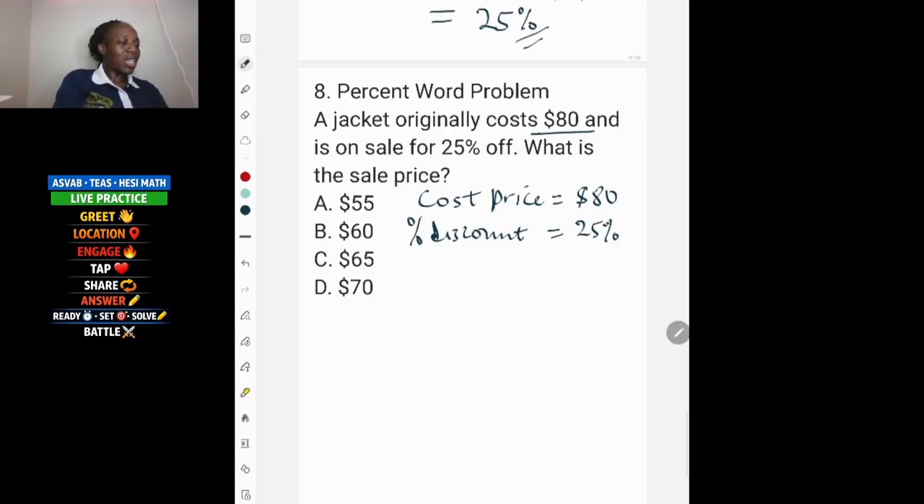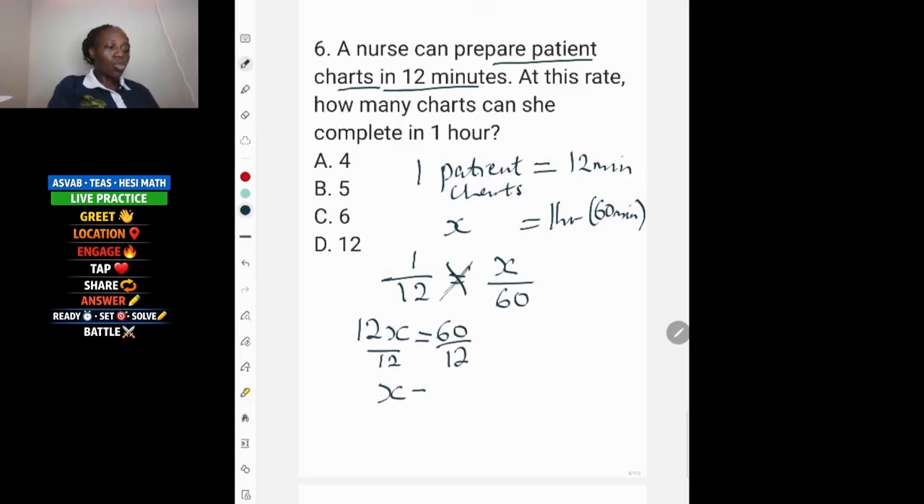So what is now the amount? What is the discount amount?